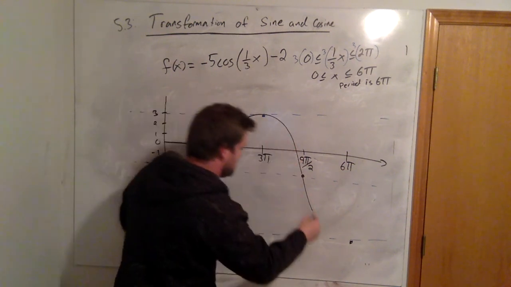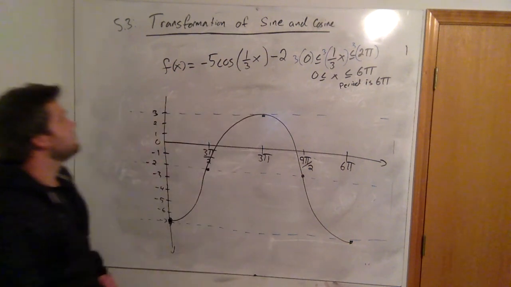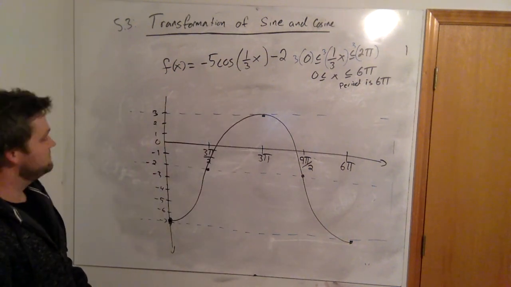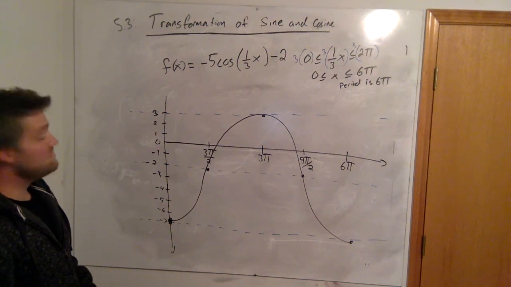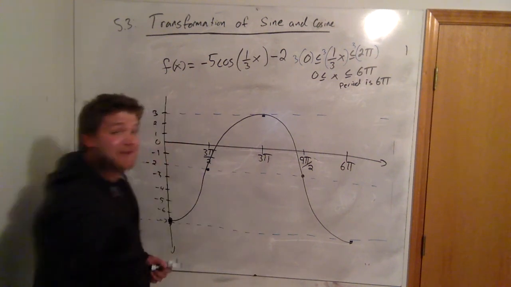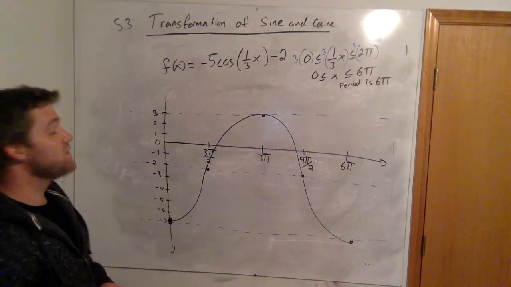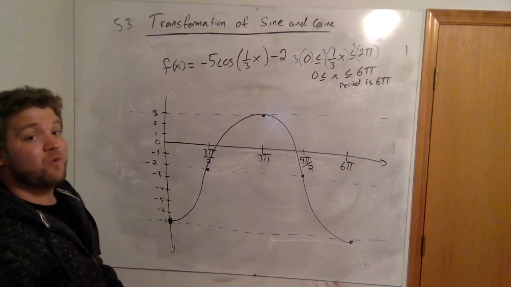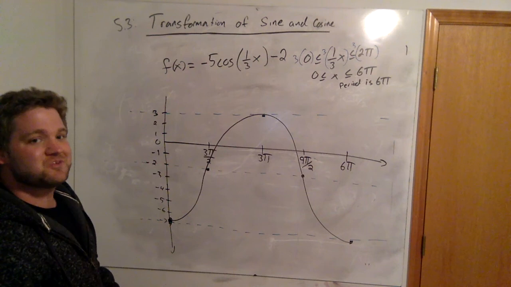Here we have a rough sketch of -5 cosine of 1/3 x minus 2. I hope you enjoyed this video. In the next video, we're going to learn how to shift the graph left and right. That'll be the last transformation we'll do with sine and cosine, and then we'll start focusing on the other 4 trig functions and their graphs. We'll see you there. Take care.